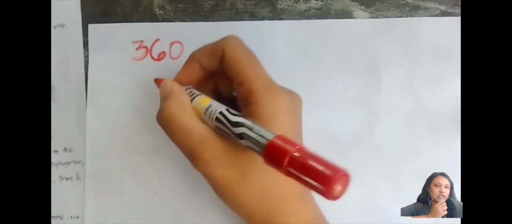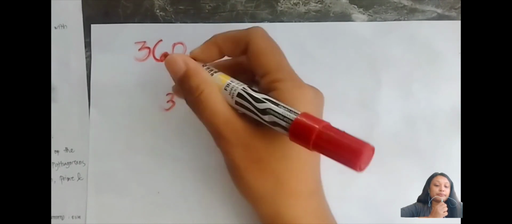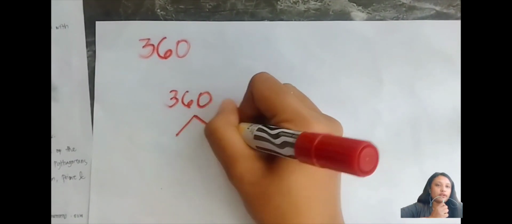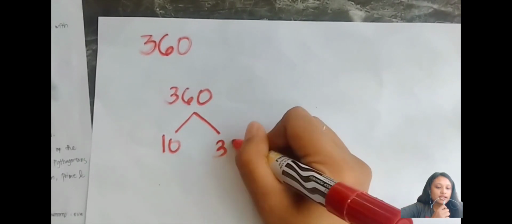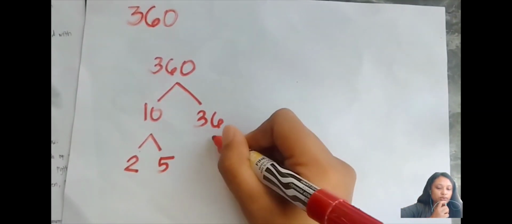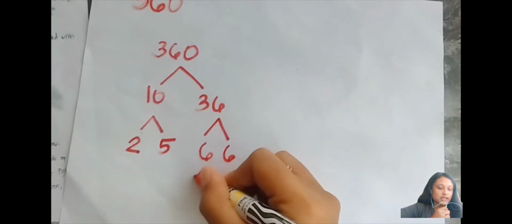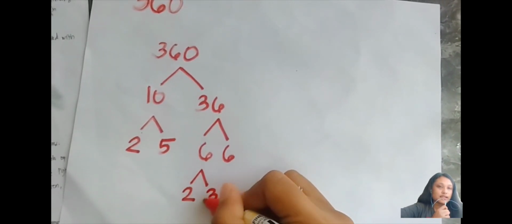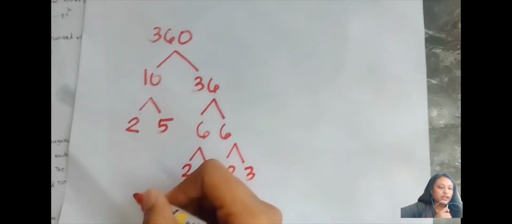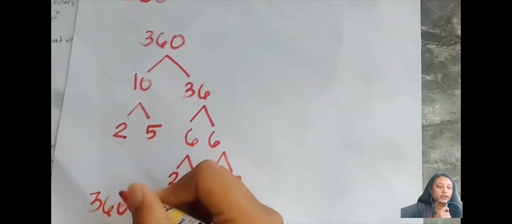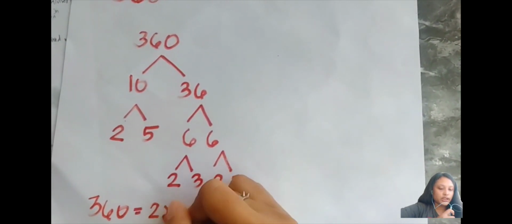Let's have an example for this theorem. We have here the positive integer 360. By prime factorization, we get the prime factors of 360. The factors of 360 are 10 and 36. The factors of 10 are 2 and 5. Since 2 and 5 are already prime numbers, we stop here. Let's proceed to 36. The factors of 36 are 6 times 6. The factors of 6 are 2 and 3. We already get the prime factors of 360, since 2 and 3 are prime numbers.